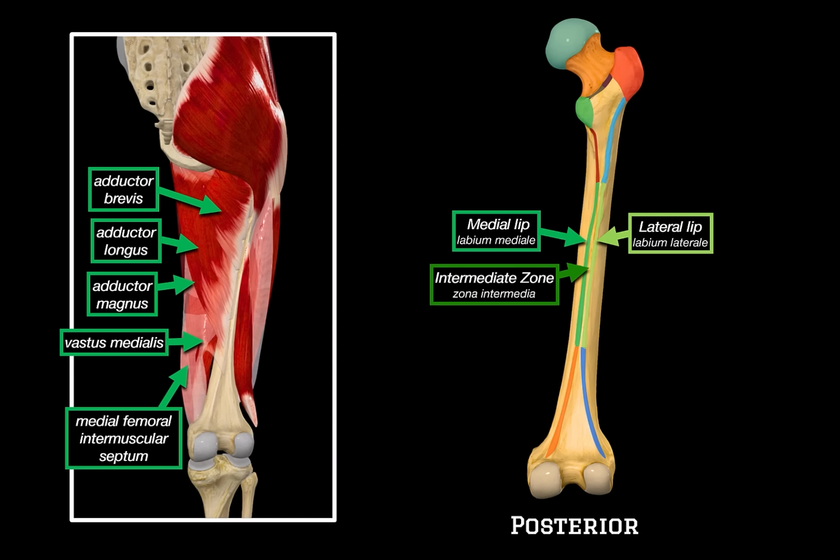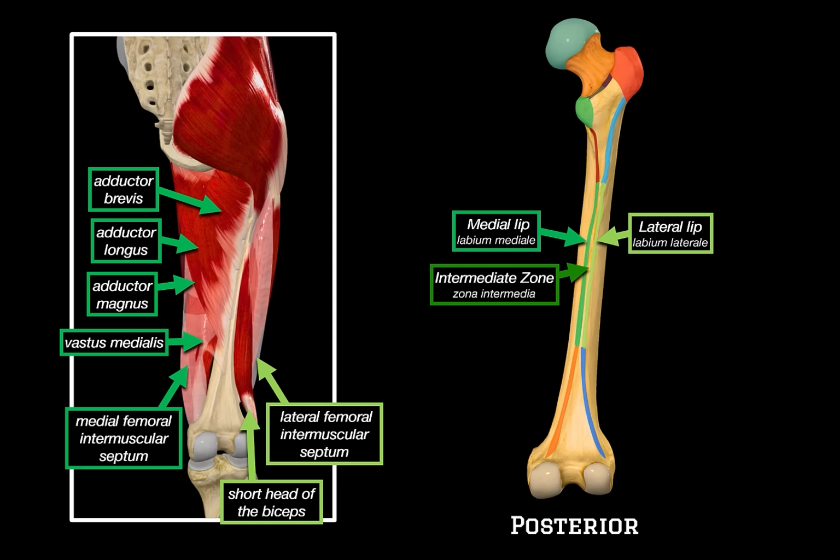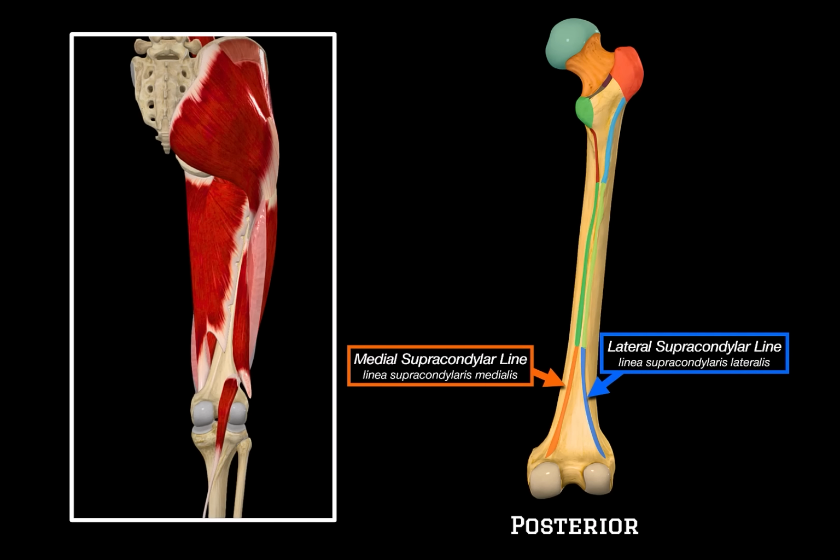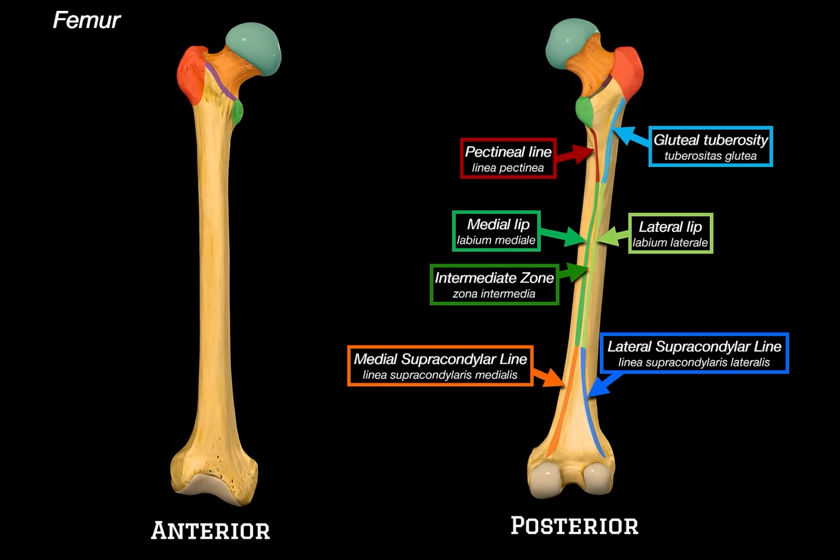Along the lateral lip, we've got the lateral intermuscular septum, the origin of the short head of the biceps femoris, and the vastus lateralis. The intermediate zone runs between these two lips, and while it's not a primary site for major muscle attachments, it forms a central portion of the ridge as it continues down the shaft. The medial supracondylar line gives attachment to the adductor magnus muscle, and the lateral supracondylar line gives origin to the plantaris muscle. So that's these landmarks.